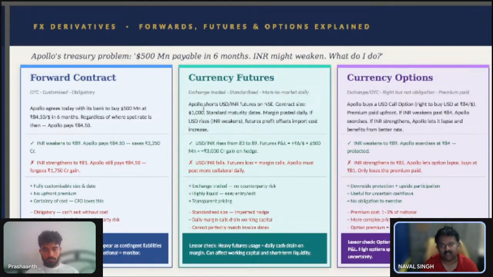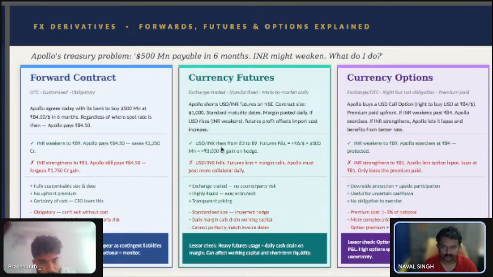In that case, Apollo can short the USD. Whenever you short USD, you expect the USD to fall. Nobody in their sane mind ever shorts USD because America is the global superpower and the dollar never falls. You're always in a long position in dollar. But here, suppose Apollo shorts USD, the contract size is $1,000. They have a standard maturity date, and you can decide if it's an American option or a European option. And then the future profits offset the import cost.